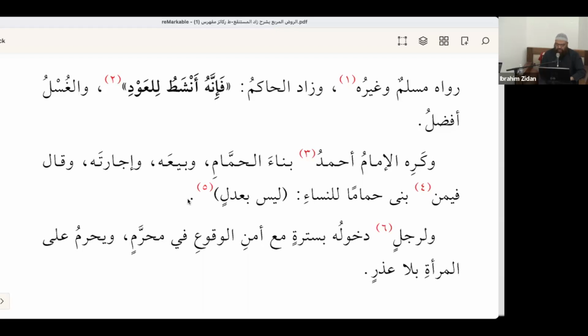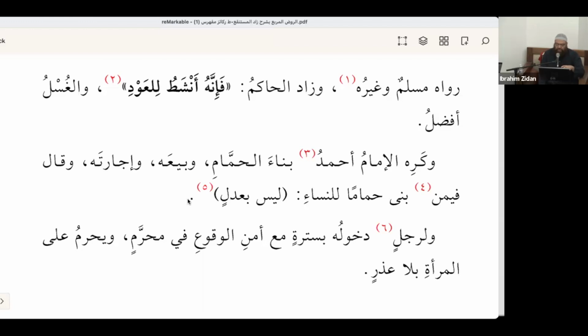The last point here is وكره الإمام أحمد بناء الحمام. Now, since the ghusl is mentioned, al-hammam is the public place of ghusl, not the public bathroom. If al-hammam is mentioned in the books like that, it's not the place where people go to urinate. It's basically the public showers, just to make ghusl.